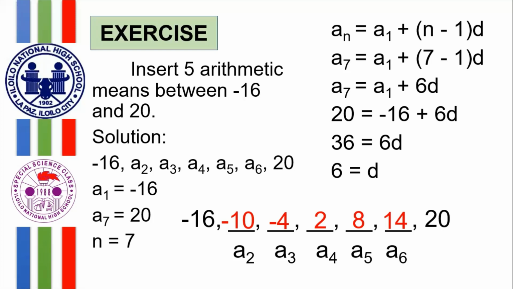Or there's another way, if you wish. If you are going from right to left, you subtract. 20 minus 6, 14. 14 minus 6, 8. 8 minus 6, 2. 2 minus 6, negative 4. Negative 4 minus 6, negative 10. And negative 10 minus 6, that's negative 16. So you may just choose which of those you find better. But in my case, I prefer going from left to right. But if you prefer right to left, that's still correct, as long as you know what you are doing.